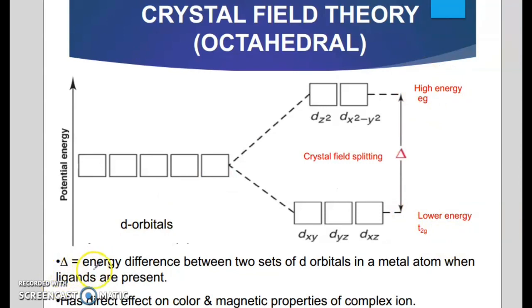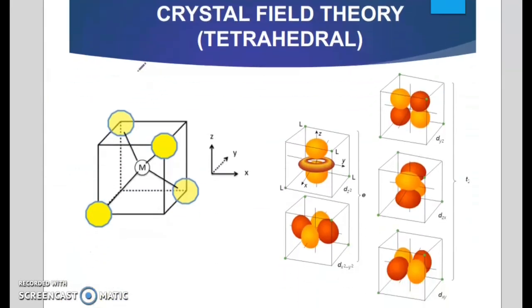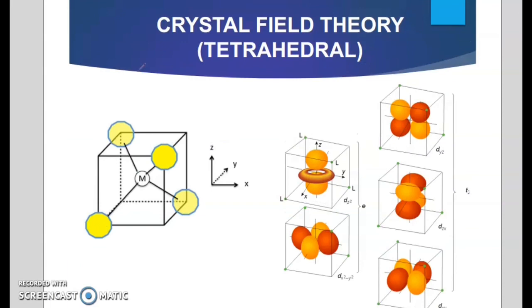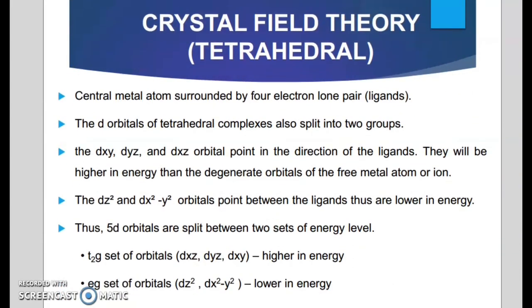So this one is energy difference between 2 sets of d orbitals in a metal atom when ligands are present, has direct effect on color and magnetic properties of complex ion. This is the crystal field theory tetrahedral. Central metal atom surrounded by 4 electron lone pair, which is the ligands.